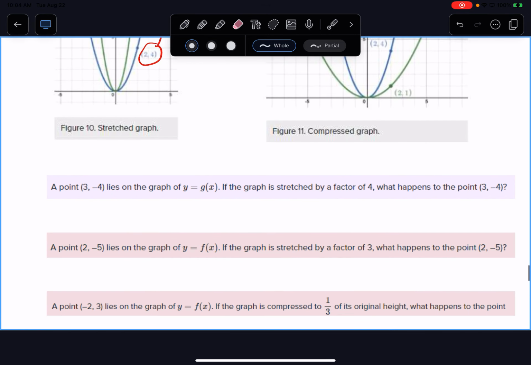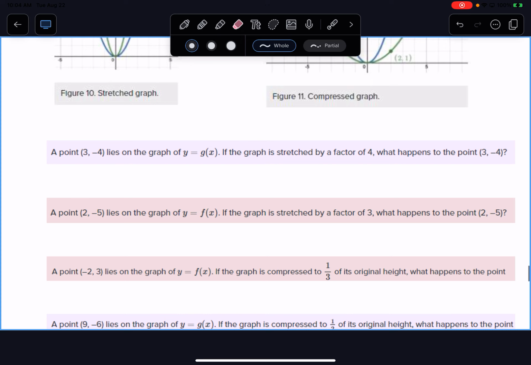Great point. So, look at this problem right here. It says, stick with me. We're getting close here. It says a point (3, -4) lies on the graph of the parent function. If the graph is stretched by 4, what happens to that point? What's our new point? Does x change on a stretch? So you put 3. What's our new y value though?